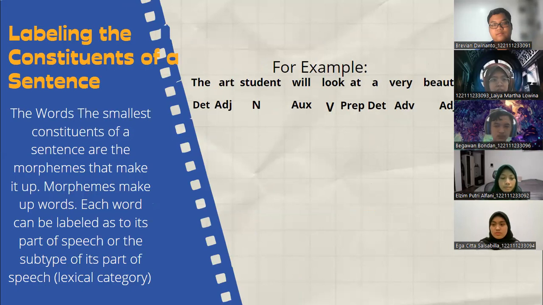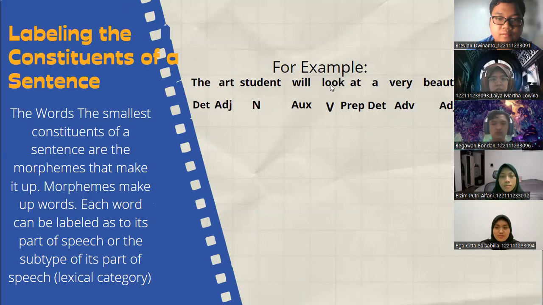Labeling the constituents of a sentence. The words, the smallest constituents of a sentence, are made up of morphemes. Morphemes make up words. Each word can be labeled as to its part of speech, or the subtype of its part of speech, or lexical category.